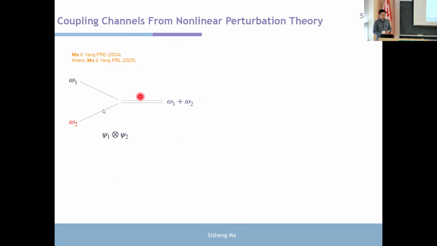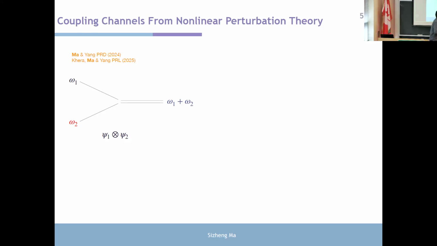So imagine we have 2 linear parent modes, omega 1 and omega 2. Their coupling can lead to this summed frequency, omega 1 plus omega 2. But this is not the end of the story. There are a few other channels which are more subtle. The subtlety comes from the fact that for a given quasi-normal mode, it is always accompanied by a mirrored frequency channel.